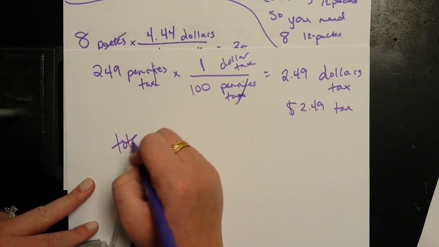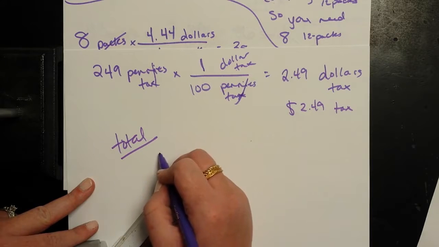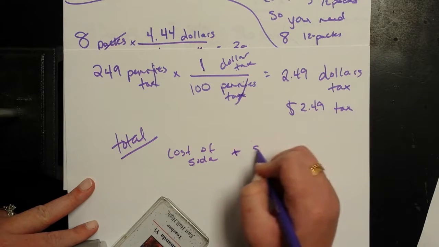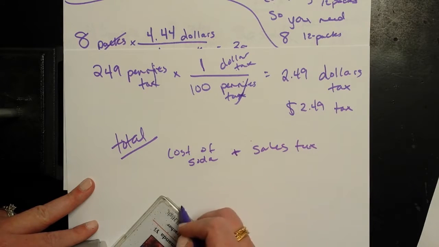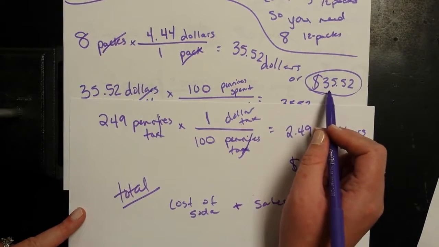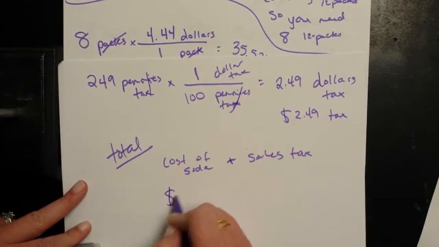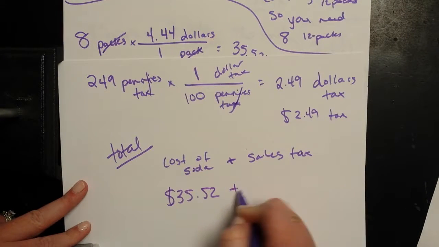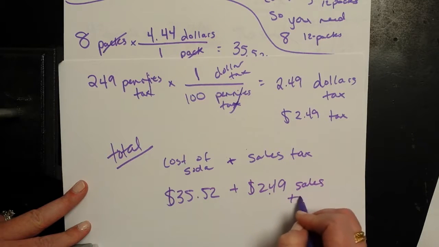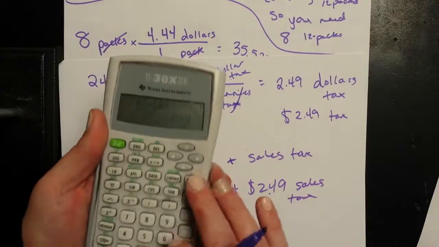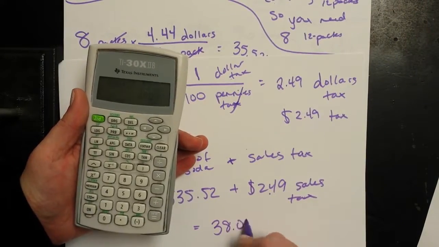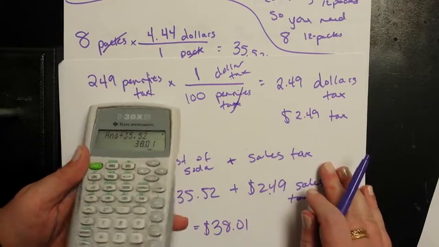So my total would be the cost of soda plus sales tax. Okay? So the cost of the soda before tax was $35.52 plus $2.49 in sales tax. So $2.49 plus $35.52. So I'm going to need $38 and a penny exactly to buy the proper amount of soda.